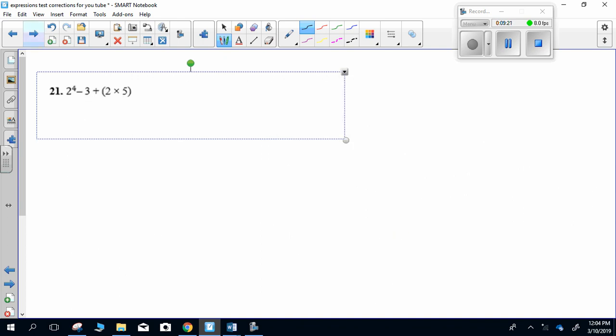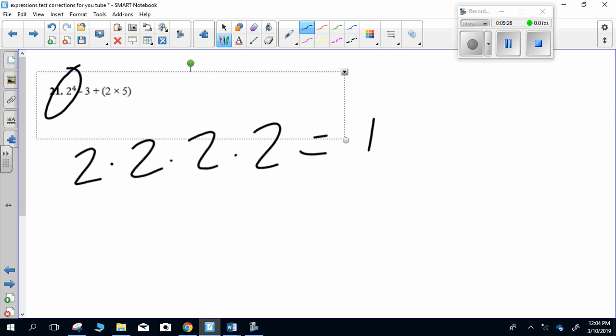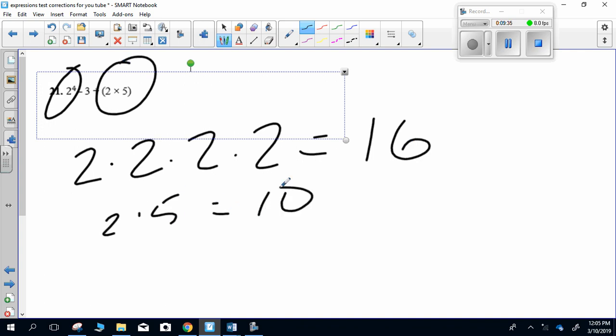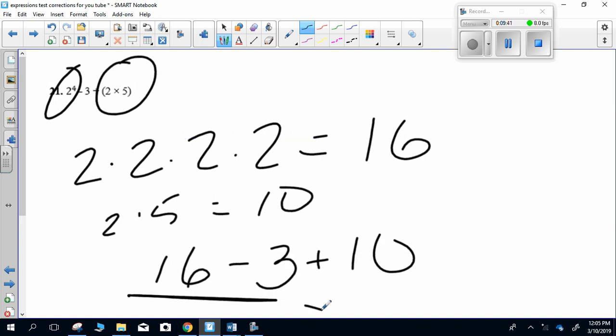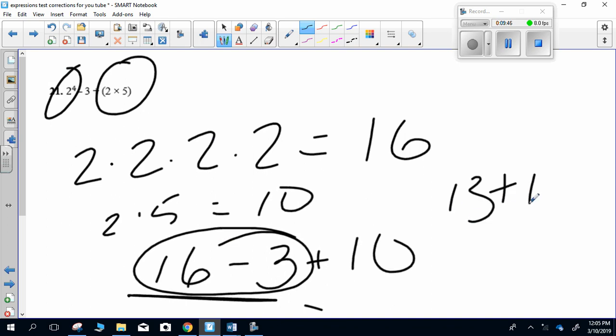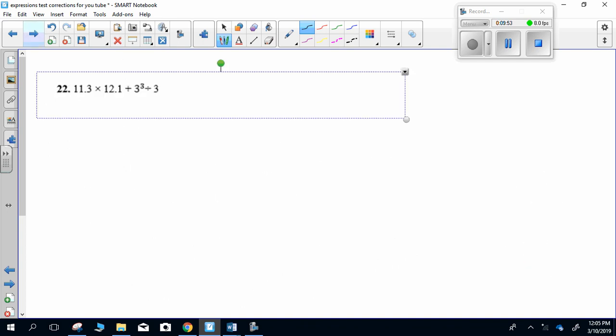Next one. First, I'm going to start with my exponents. 2 to the 4th power means 2 times 2 times 2 times 2, which is 16. Then I'm going to do my parentheses. 2 times 5 equals 10. So I have 16 minus 3 plus 10. Going from left to right, first I do 16 minus 3, which is 13. Add my 10, and that is 23. Next one.